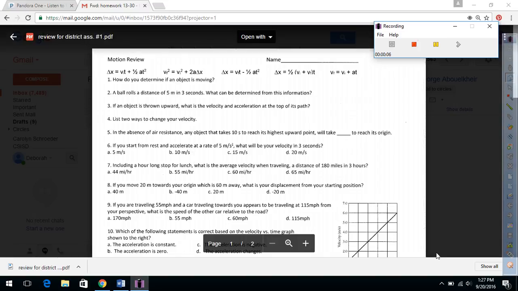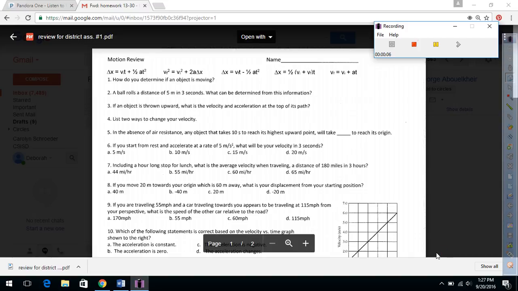Okay. So they're nice enough to give you the equations up there. And they want to know, in the very first situation, how do you determine if an object is moving? It has to change position over a change in time. Okay? All right. The ball rolls a distance of 5 meters in 3 seconds. What can be determined from this information? Well, length of the roll, distance of the roll, average speed of the roll, those things would work.